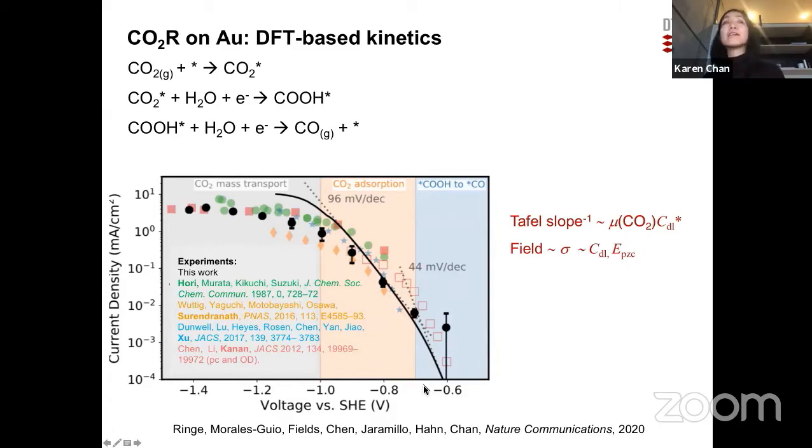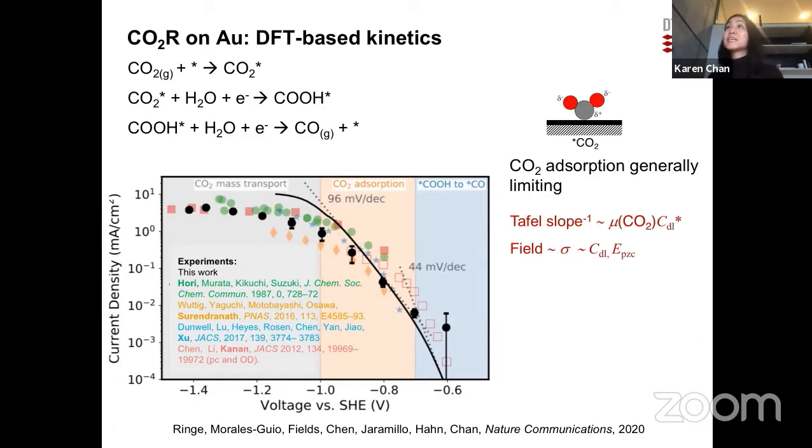One thing I want to emphasize here is that the agreement looks deceptively good. We never expect to get such good agreement when doing DFT, because the errors in DFT lead to orders of magnitude differences. So do not take this as an example that theory is so great. What we should be looking at are the general insights and trends. The general insight here is that within the range of potential that we are interested in, it is CO2 adsorption that is rate limiting.